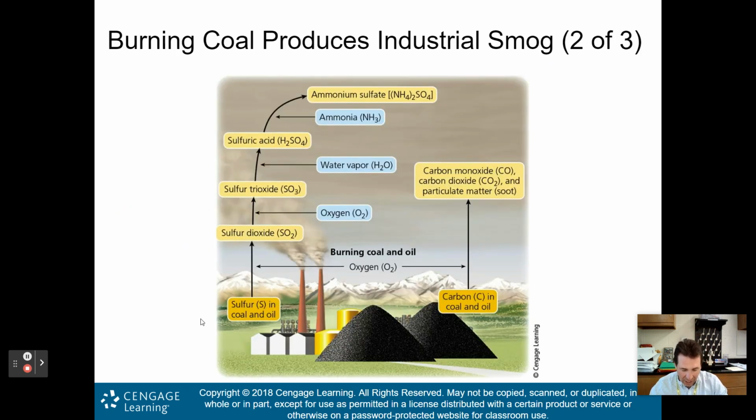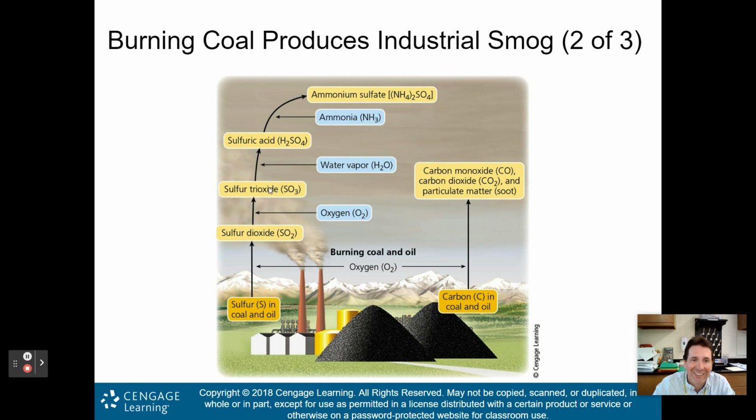So once again, here is a simplified model of how pollutants are formed when coal is burned. And again, the result is industrial smog. So again, I would have a general idea of this, right? So sulfur in coal and oil, carbon in coal and oil. The carbon goes into carbon monoxide, carbon dioxide, and that's soot, right? Sulfur goes into sulfur dioxide, right? Then sulfur trioxide when some oxygen is involved.